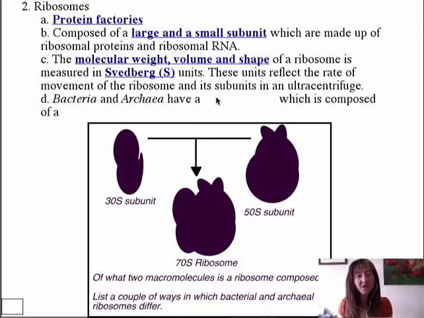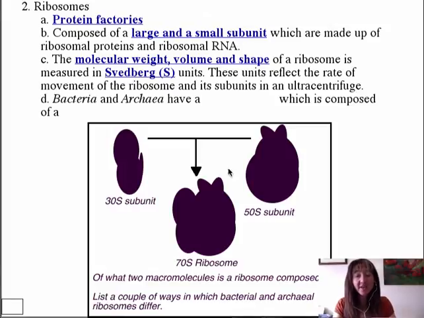So what we're measuring is if we take a ribosome or a ribosomal subunit and we put it in a super fast centrifuge called an ultracentrifuge, we're actually measuring how rapidly the ribosome sediments down to the bottom of that ultracentrifuge that's spinning really, really fast. And we know that that's going to depend not only upon the molecular weight of the molecule, but also on how aerodynamic it is. So its volume and its shape are also going to matter. That's why these are non-additive, because it doesn't just depend upon the overall molecular weight, it also depends upon those other qualities of the molecule.